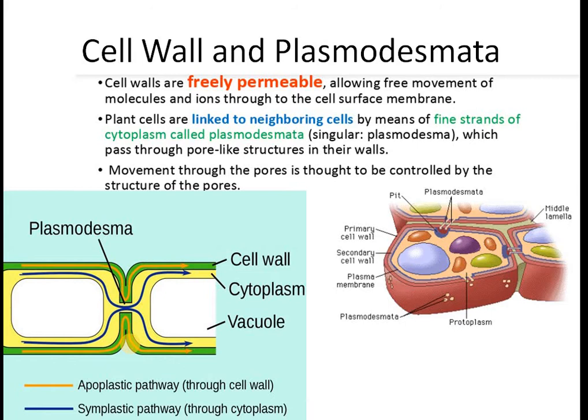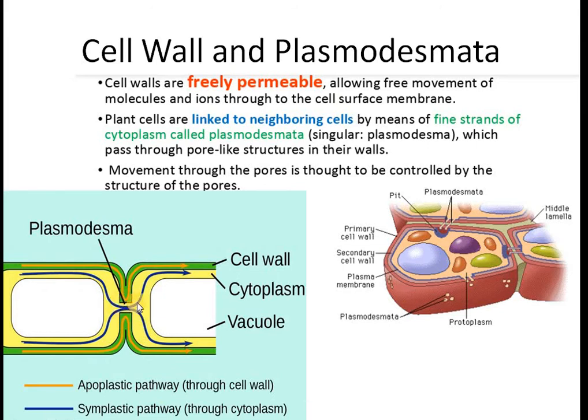Plant cells are connected to each other, to the neighboring cell, by means of fine strands of cytoplasm called plasmodesmata. The diagram is given here. If you remember, I told you about the apoplast way and symplast way in your O-level syllabus. The apoplast pathway was telling you about the water passage through cell wall to cell wall, while the symplast pathway was through cytoplasm to the next cytoplasm of the cell. So this pathway is surely connected with the next neighboring cell.